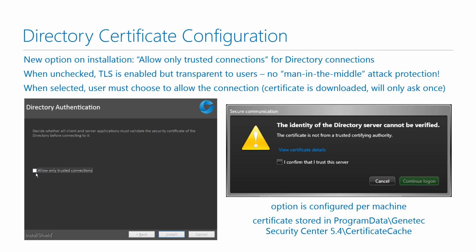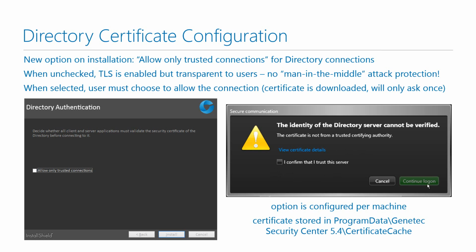Now, if we do have this checked, what happens when the clients connect is they must actually choose to allow the connection to trust this connection with the directory server. So they're going to get this pop-up window the very first time they log in, and it's going to say we've received the certificate from the directory. Here's the details if you want to take a look at them, and if everything looks okay, they can click on I confirm that I trust this server and then continue login.